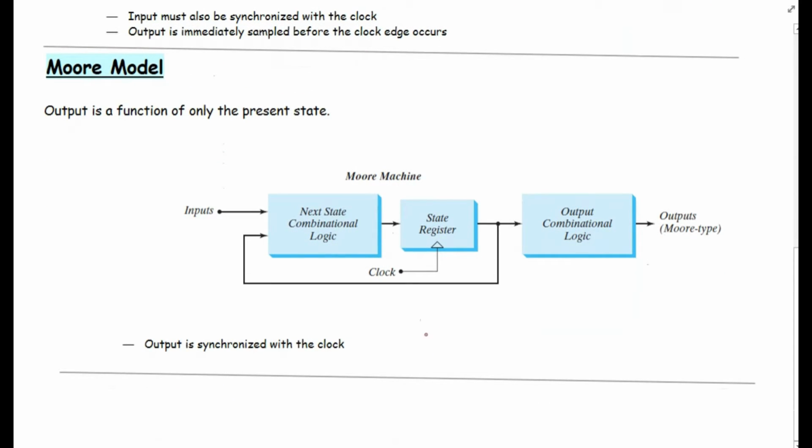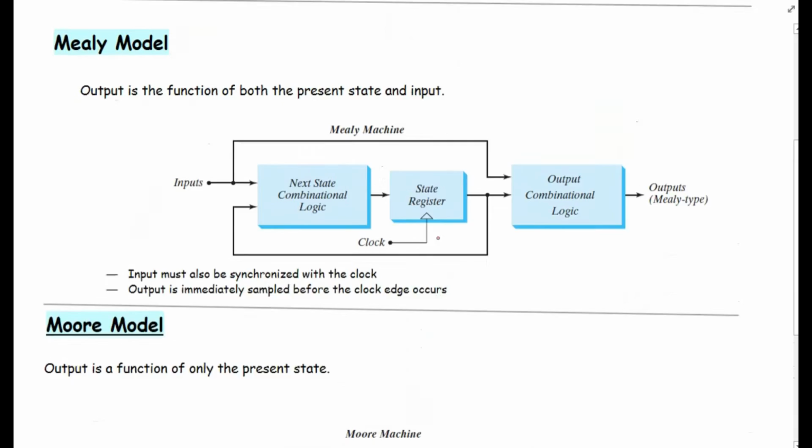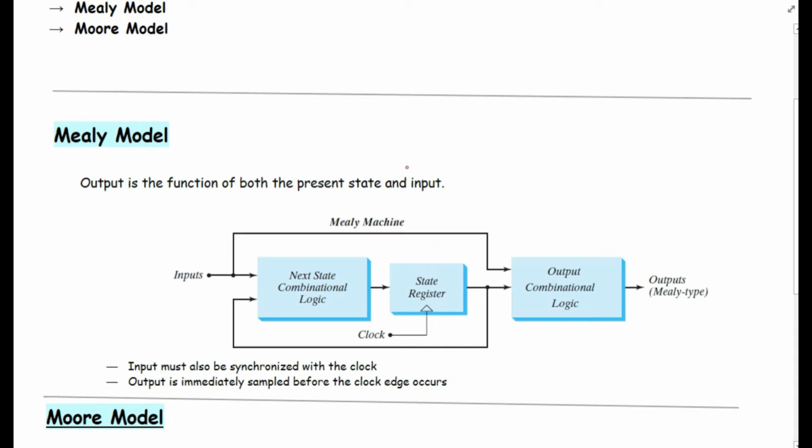So here the output is synchronized with the clock, because it only depends on whenever there is a change at this point, and this totally happens when there is a clock edge change at this point. But in the Mealy model we have a synchronization problem, because the output depends on the present state and also on the inputs. So for example, after a clock edge we have a certain output here at this point.